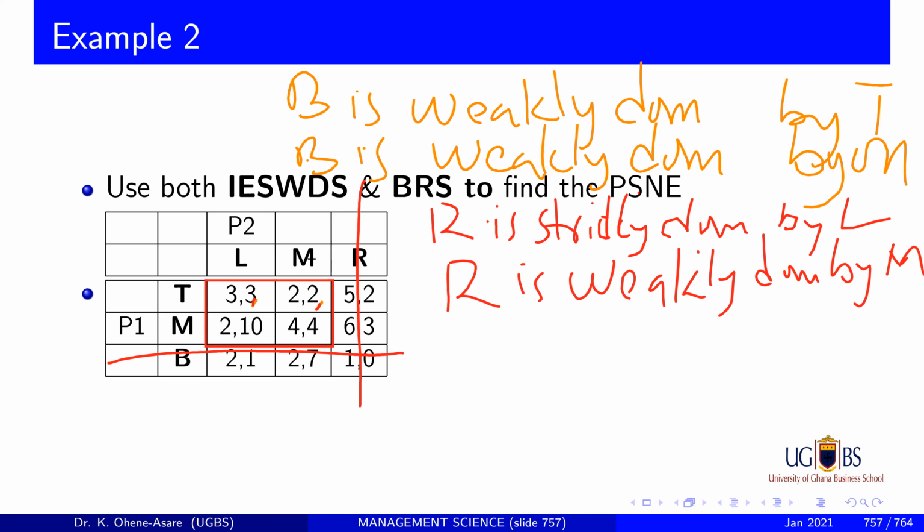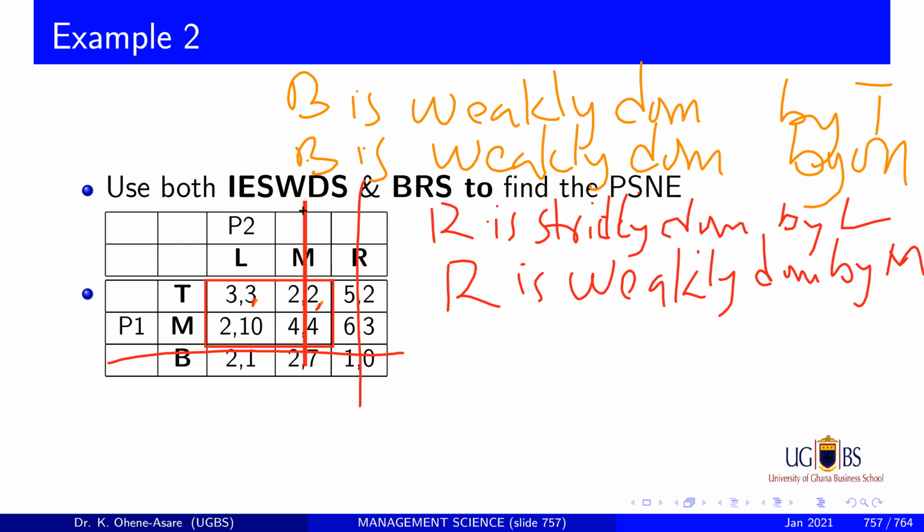Now let's go to L and M. Let's compare 3 and 2. 3 is bigger. 10 and 4. 10 is bigger. So we can say that M is dominated here, isn't it? We can now cancel M using this approach. M is dominated. So M is gone. We are now left with L for player 2 and then T and M.